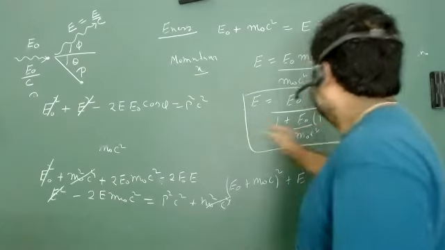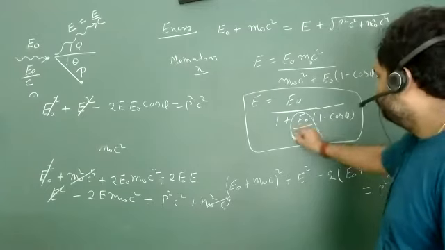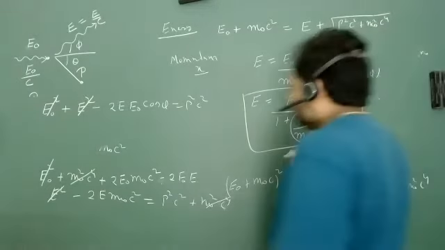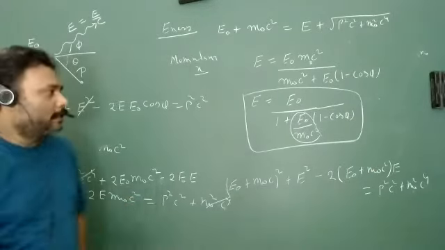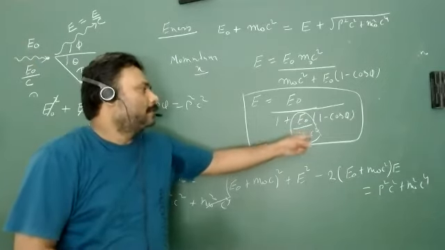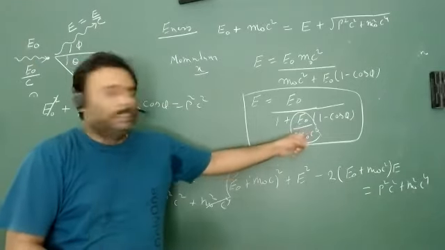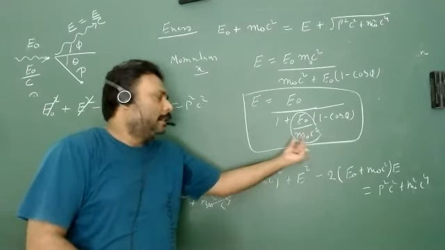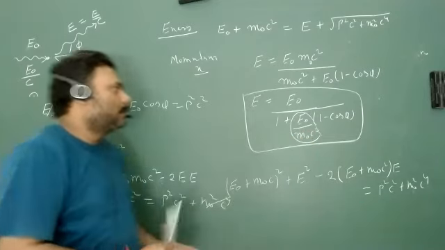And what is this thing? This is a wonderful ratio of energy. What is this E naught? E naught is the incoming energy, and this is the rest mass energy of whatever the targeted particle is. So right now we are taking this electron. This is rest mass energy.